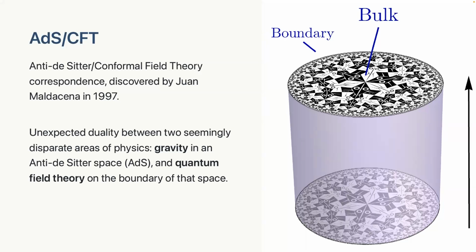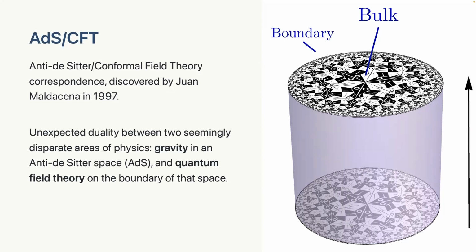Yes, this is like space-time arising out of entanglement. So this is a duality between two disparate physics, gravity and anti-de Sitter. Anti-de Sitter space is a kind of space that is a cosmological solution of Einstein equations. It has a negative cosmological constant, and it kind of looks like this.